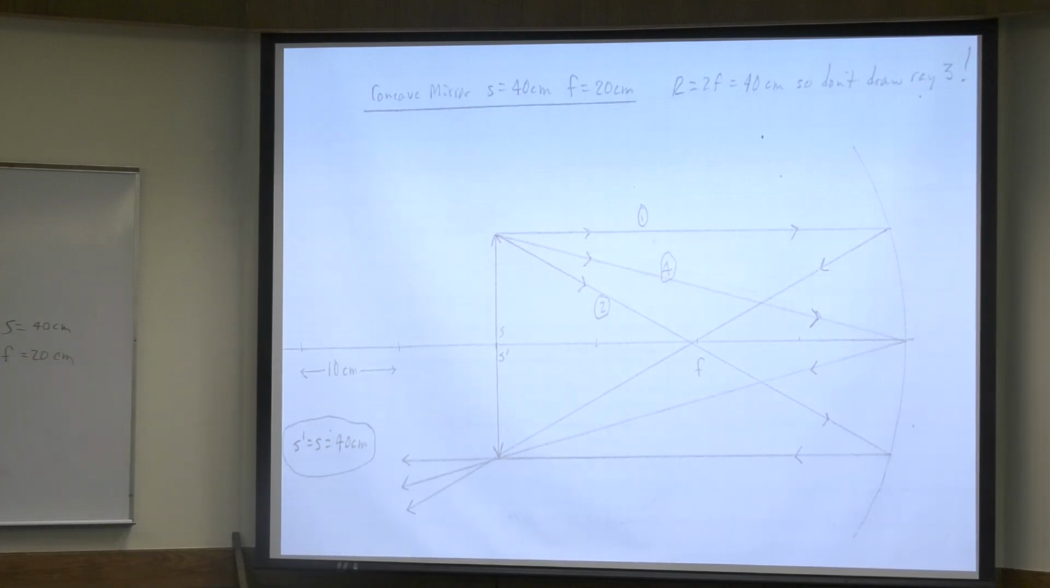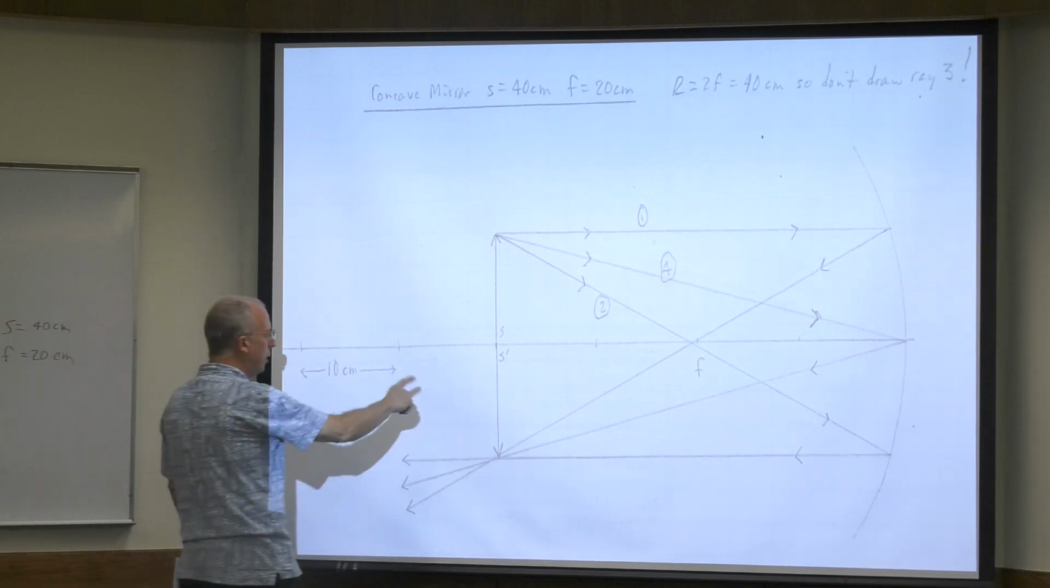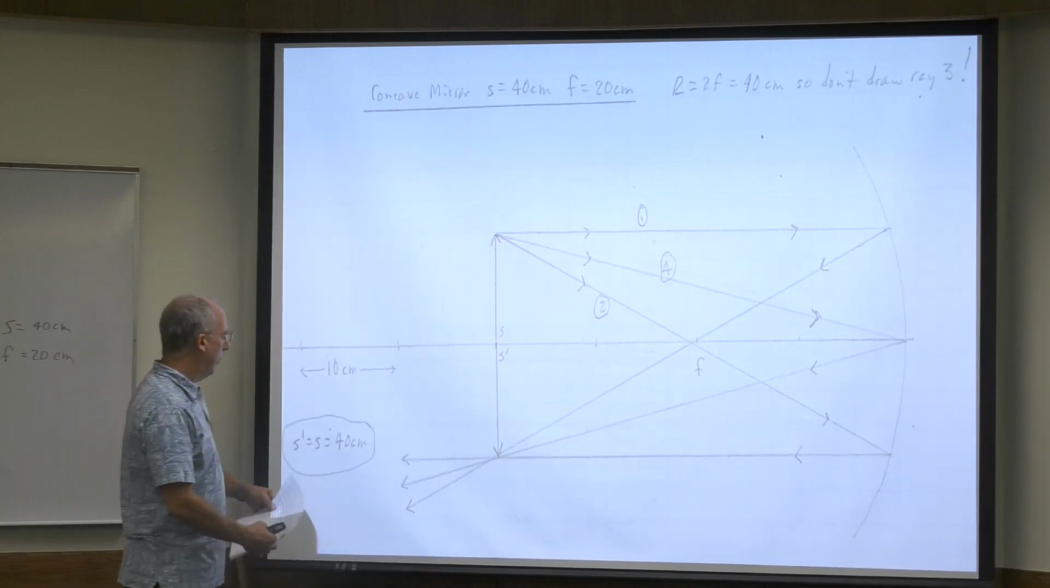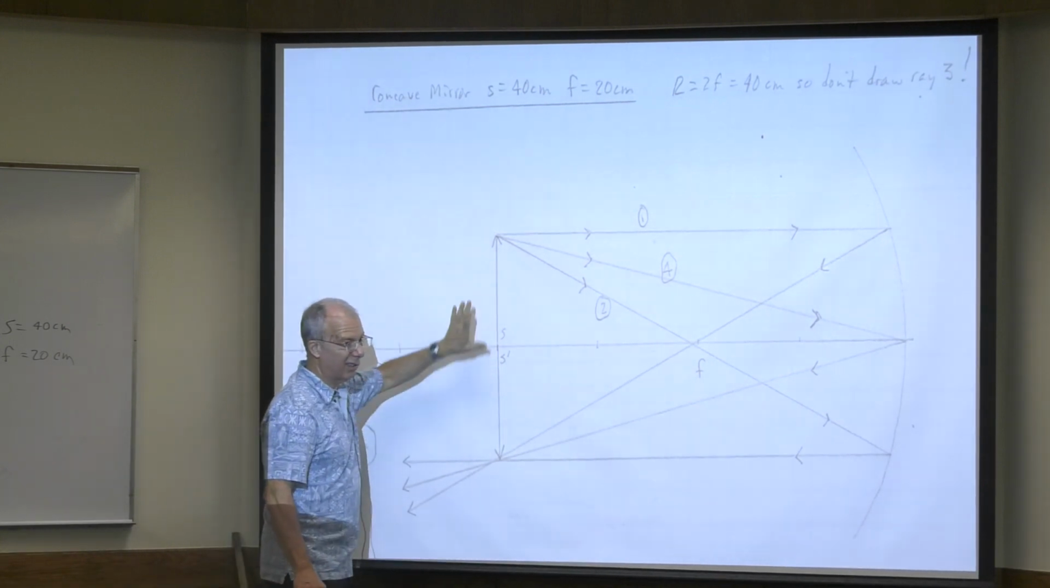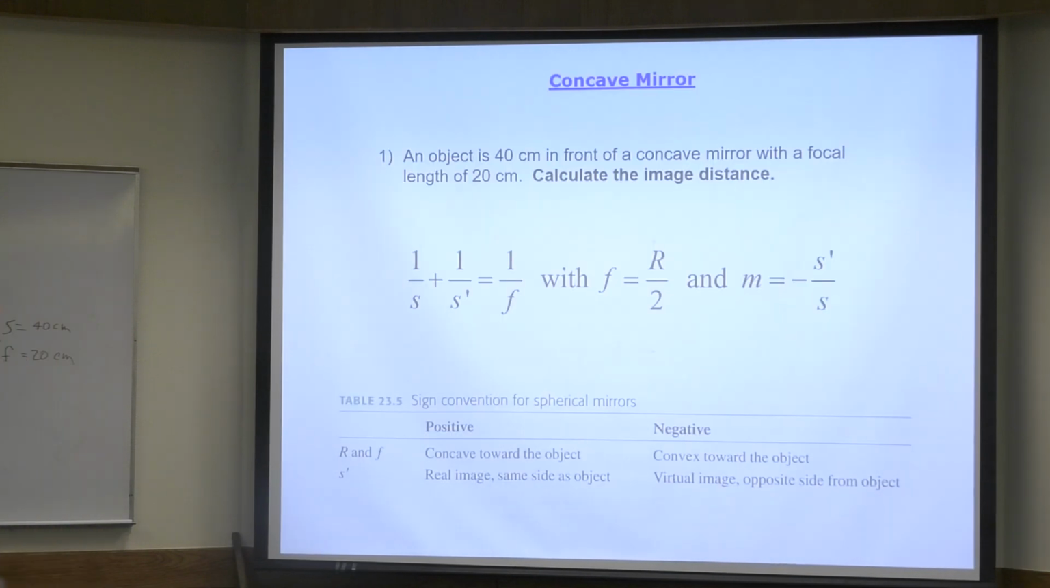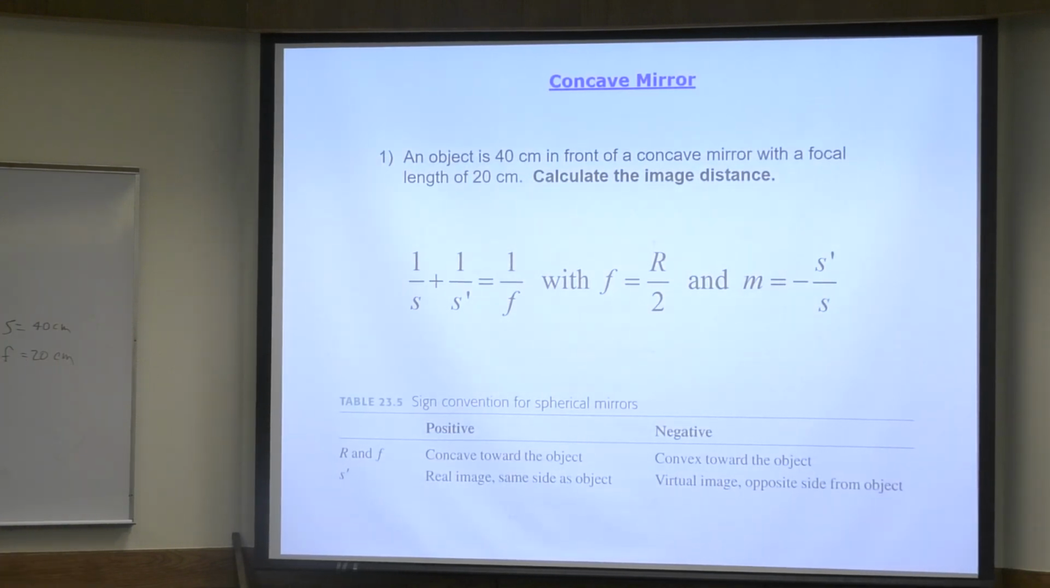Now, all right, so that's our prediction, right? We get a real image, inverted, S prime equals S, so the magnification is -1, right? So now let's do the math. So let's just do it.